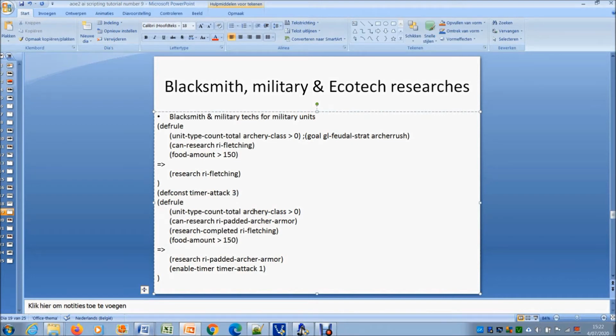Unit type count total archery class is greater than 0. Can research padded archer armor. Research completed fletching. Again, there's a level 4 programming command to do this, but usually you have one blacksmith, so in this case level 2 programming will suffice. Check that we have enough food for both the research and the villagers. Research the padded archer armor, but also enable timer attack, because we know the archer techs are researched, and we want to enable the attack.